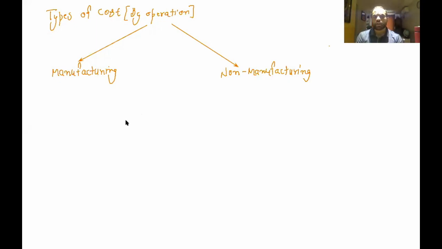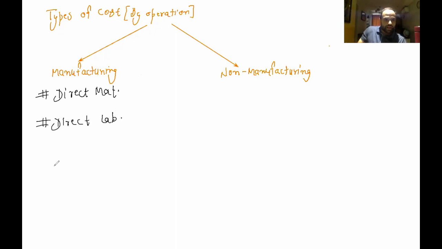So manufacturing cost can be summarized into three costs. We discussed six, three direct and three indirect. But we can summarize these six types of cost into three costs, which is direct material, direct labor, and overheads. Remember, it's just a summary.